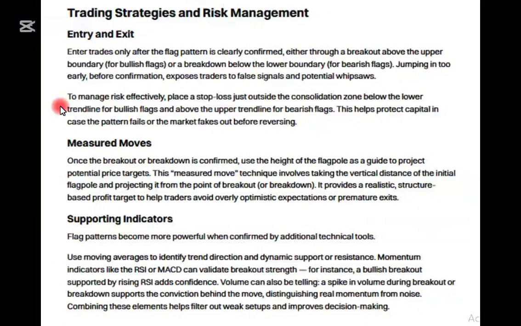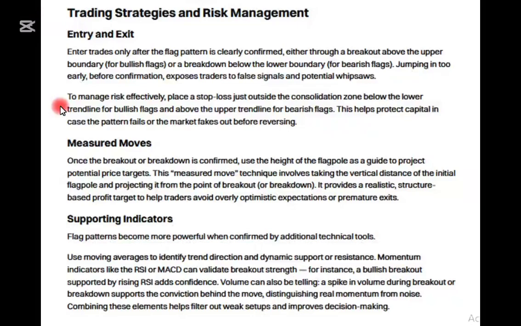Trading strategies and risk management. All right, so this consists of the entry and exit, the measured moves, and supporting indicators. Okay, so enter trades only after the flag pattern is clearly confirmed. So what does that mean? You shouldn't just jump into entering the trade without having your clear confirmation, either through a breakout above the upper boundary for the bullish flag or a breakdown below the lower boundary for a bearish flag.